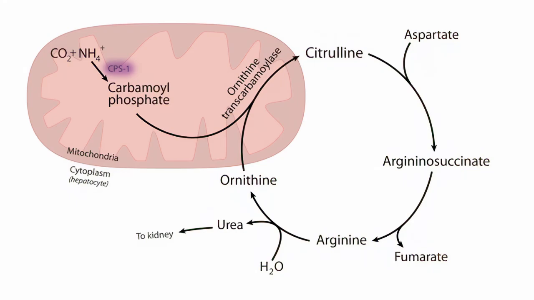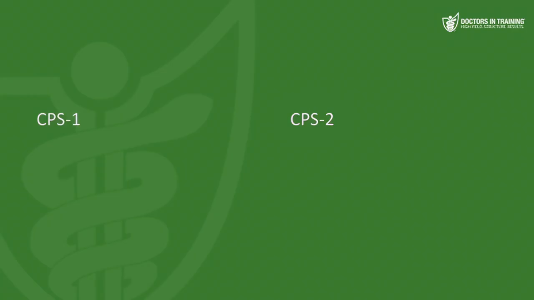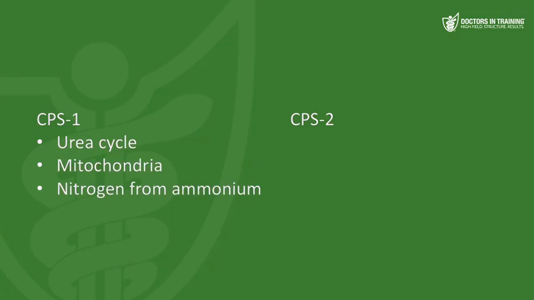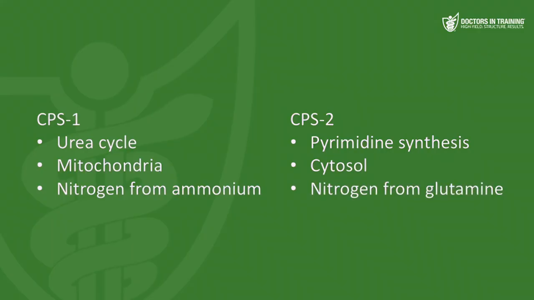And that might actually sound a bit familiar because carbamoyl phosphate synthetase 2 was the rate limiter of pyrimidine synthesis. So again, just to contrast, with CPS1, it's used in the urea cycle, it's found in the mitochondria, and it gets its nitrogen from ammonium. CPS2 is used in pyrimidine synthesis, and it's found in the cytosol, and it gets its nitrogen from glutamine. So be aware, they're actually pretty different.